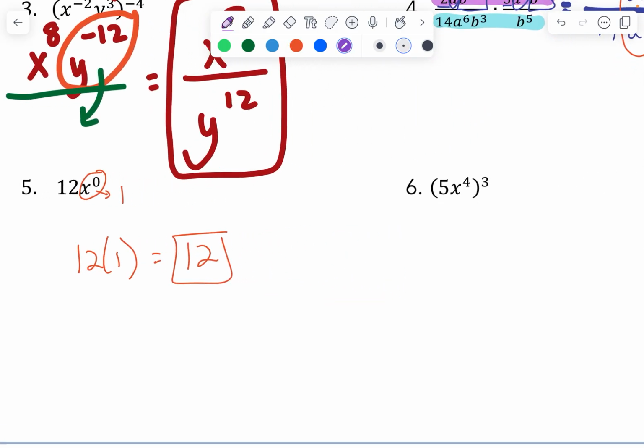Okay, and then number 6, again, a lot like the one in the box above. That 3 gets distributed, but it's not 5 times 3. It's 5 to the third, and then 4 times 3 is 12, because that's an exponent. Okay, you could look at your green sheet. 5 to the third is 125. And then that would be my final answer.